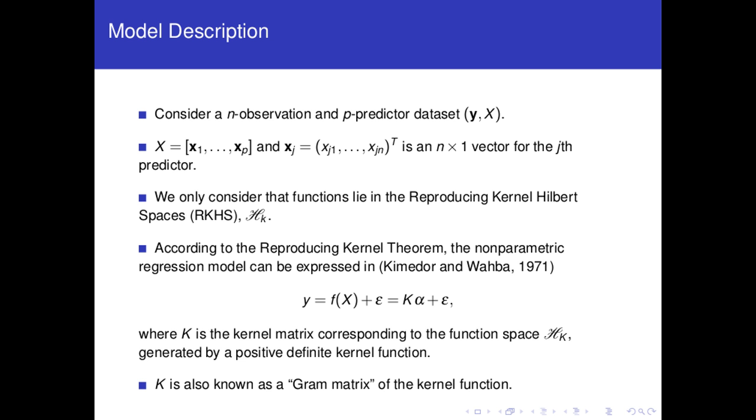So let's consider we have n observations and a p-predictor data set. X represents an n by p matrix. X sub j is an n by 1 vector for the j-th predictor. We assume that our function lies in the reproducing kernel Hilbert space. According to the reproducing kernel theorem, the nonparametric regression model can be expressed as this. So the nonparametric function f of x can be expressed as K times alpha. Here K is the kernel matrix corresponding to the function space generated by a positive definite kernel function. This K is also known as the Gram matrix of the kernel function.